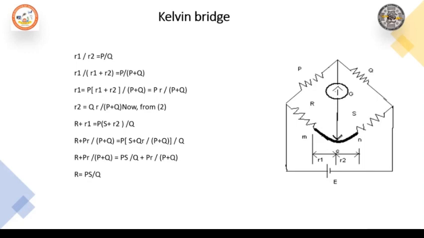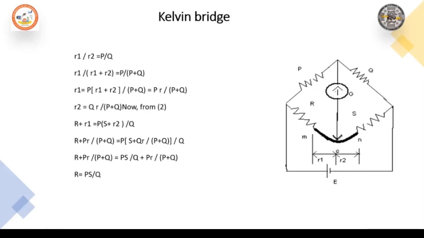So the point C is chosen between the points M and N in such a way that the ratio of the resistance from M to N to that from M to C is equal to the ratio of Q by P. That's why R1 by R2 is equal to P by Q. And you can look at the relation R1 by R1 plus R2 is equal to P by P plus Q.